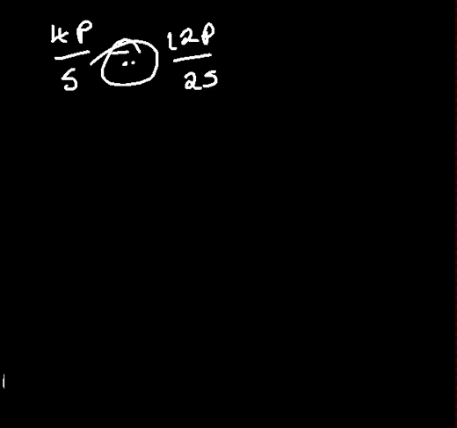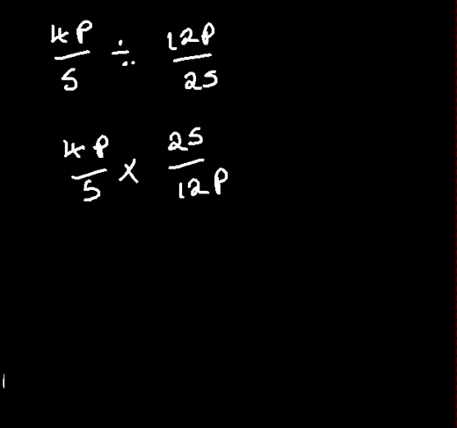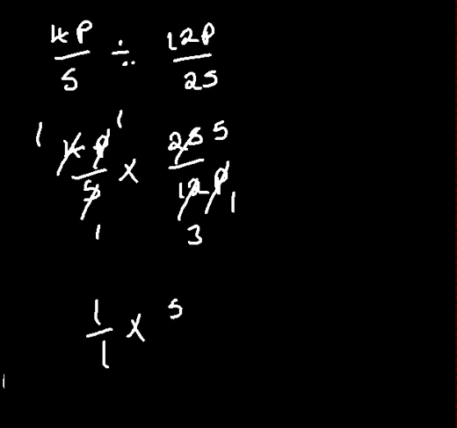In this case the fractions are dividing, so this is the same as 4p divided by 5 times 25 divided by 12p. So cross cancel: 5 into 5 is 1, 1 into 25 is 5, p into p is 1, and 4 into 4 is 1, into 12 is 3. Now what we have is 1 over 1 times 5 over 3, which is the same as 5 over 3 in that way.